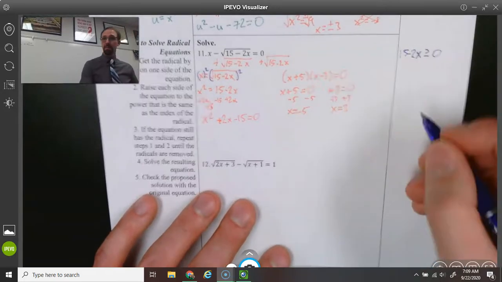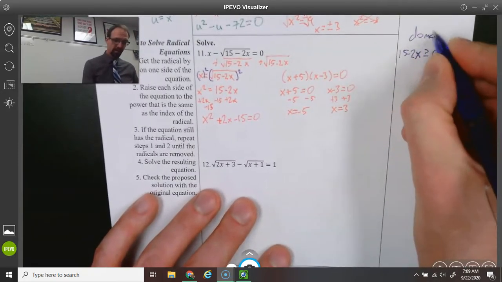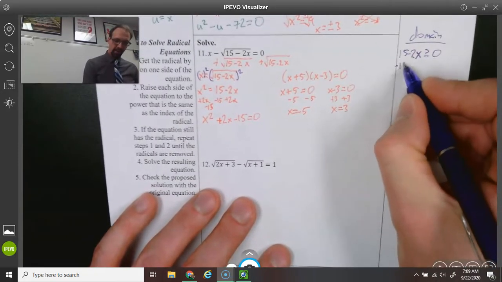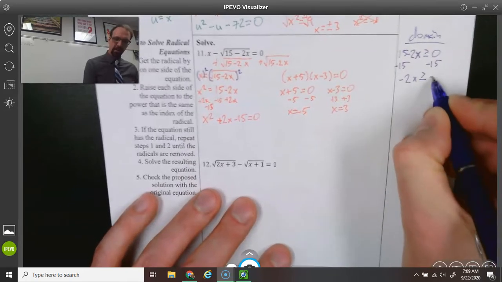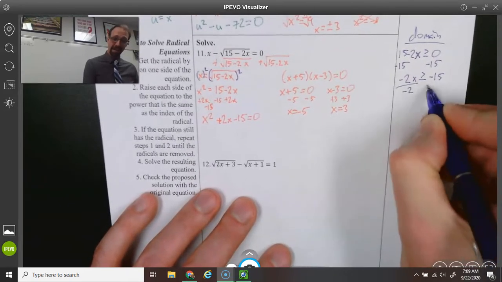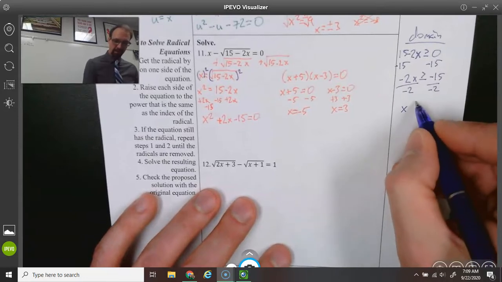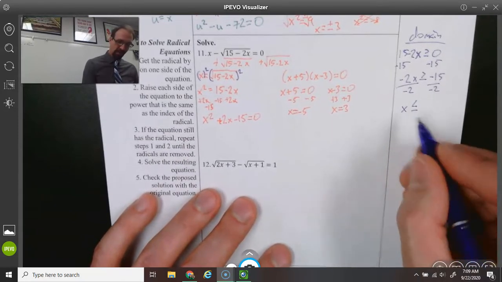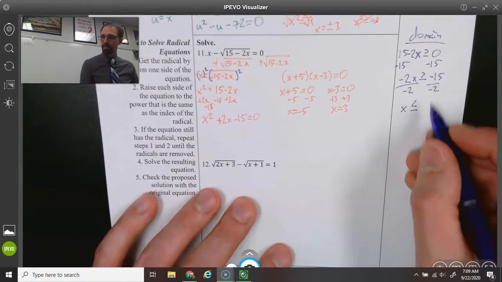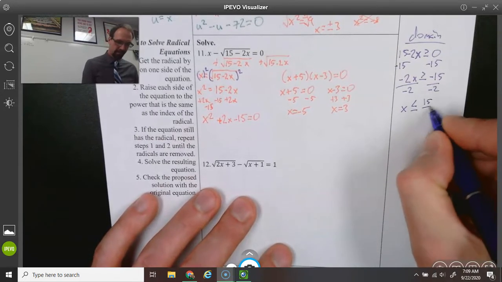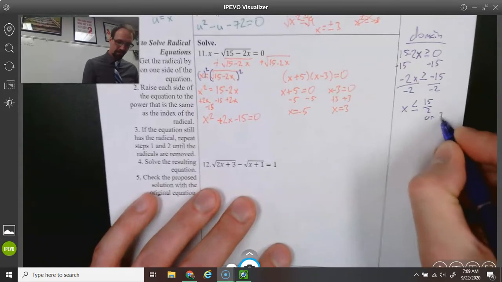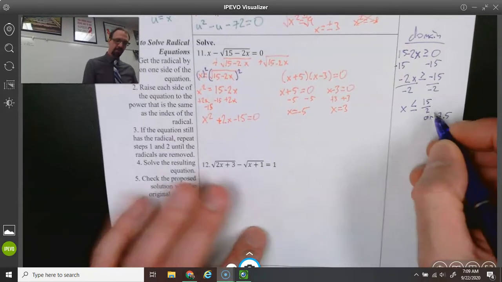So this gives me my possible domain. I'm going to subtract 15 on both sides, so I have negative 2x greater than or equal to negative 15. Divide by negative 2, and you get x is less than or equal to 15 over 2, as a decimal 7.5. So x has to be less than or equal to 7.5, which is good to know as we go through and check our answers.